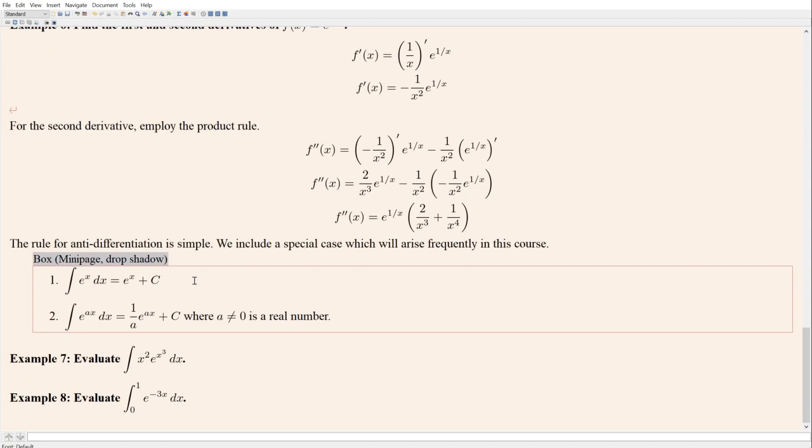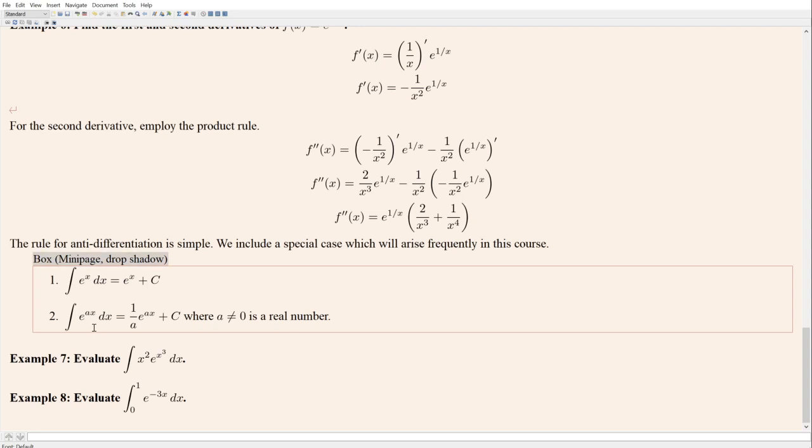Okay, so those are some examples involving derivatives. What about antiderivatives? Well, if the derivative of e to the x is e to the x, then it stands to reason that the antiderivative of e to the x is also e to the x plus c. So that's all I've written here.